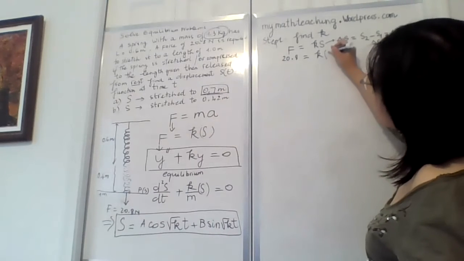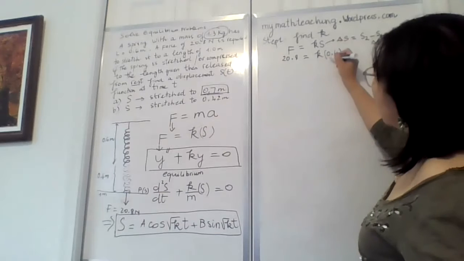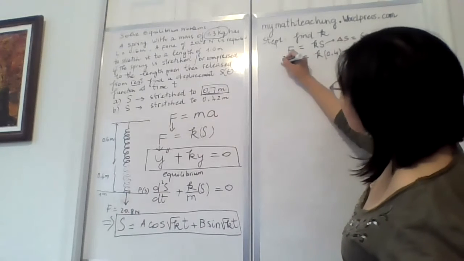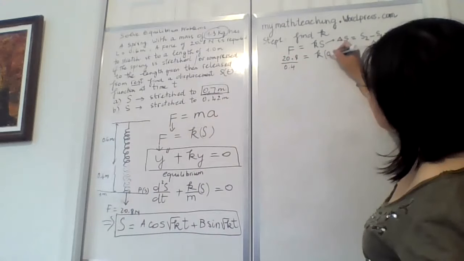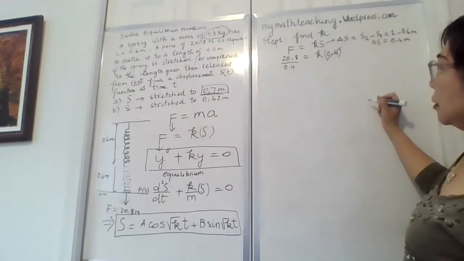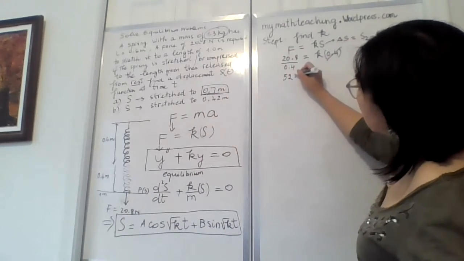So we're going to substitute this by 0.4. For k, we divide both sides by 0.4, right? And when we divide, this will be gone, and k will be equal to 52 Newton.